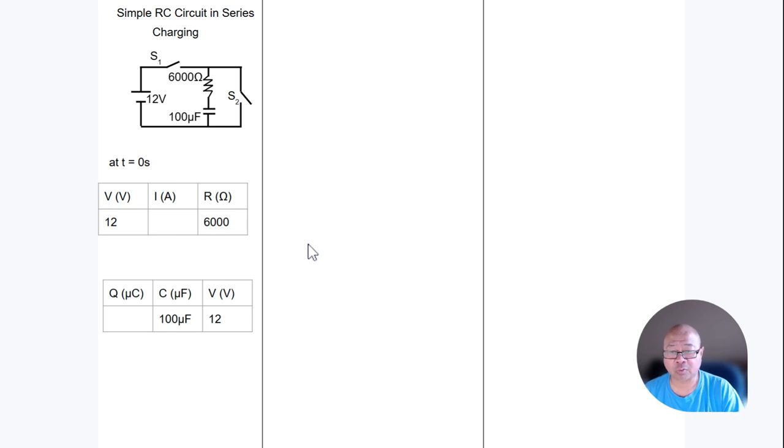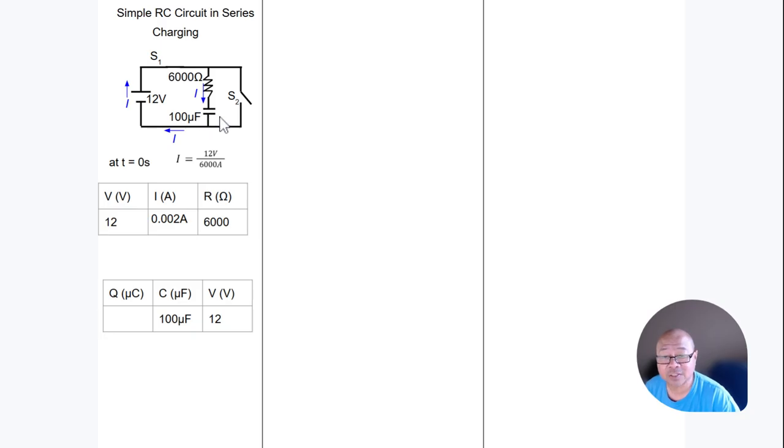So here's what we'll do first. We'll close S1, and as we close S1, that will force a current to go around in this direction. S2 is open, so there's no current going through S2. It's just going around this part of the circuit. So we do our normal thing with our VIR chart. This is a really simple setup.